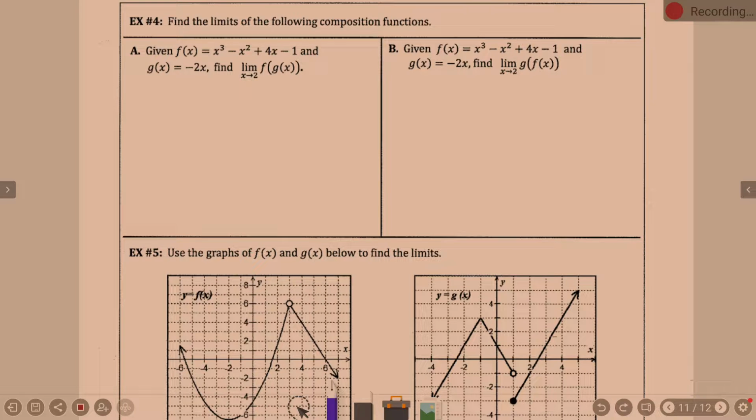Okay, example 4. Compositions. I want some more practice with this. We've had one composition, and these are good. These are big, okay? These are things we need to know how to do. Given f and g, find the limit as x approaches 2 of f of g of x. So, first I'm going to use my composition function rule where I can pull the f out front. It's going to say f of the limit as x approaches 2 of g of x.